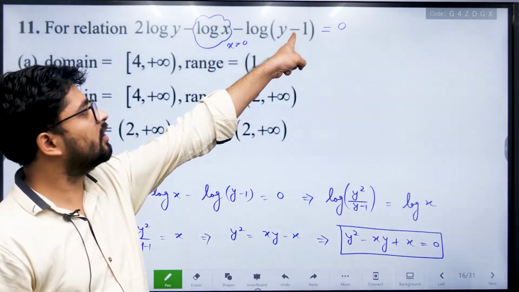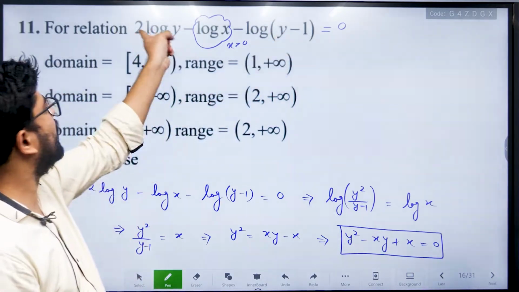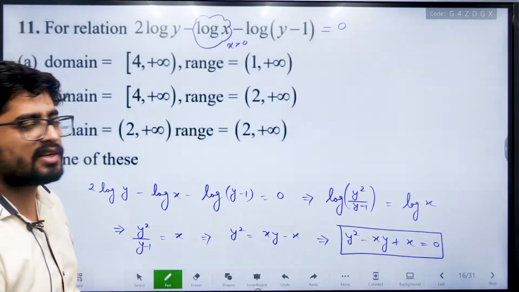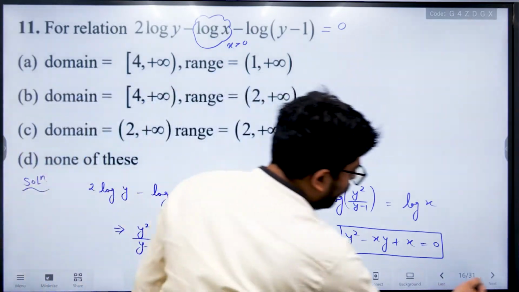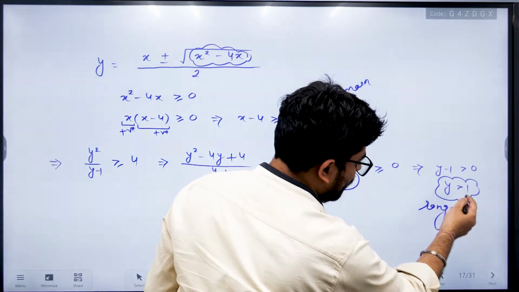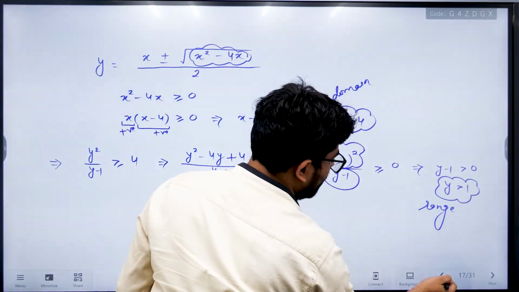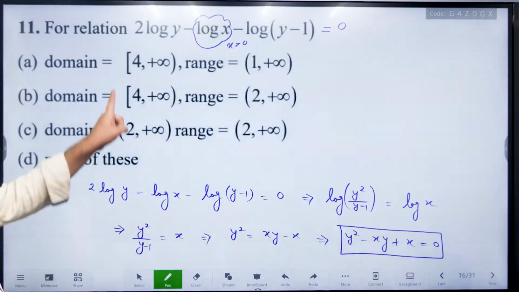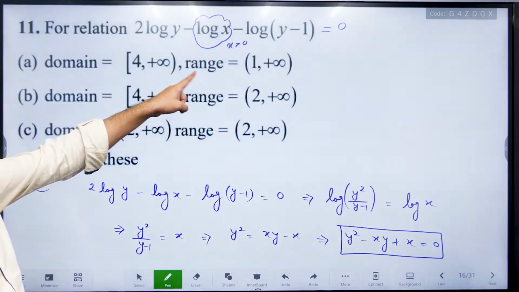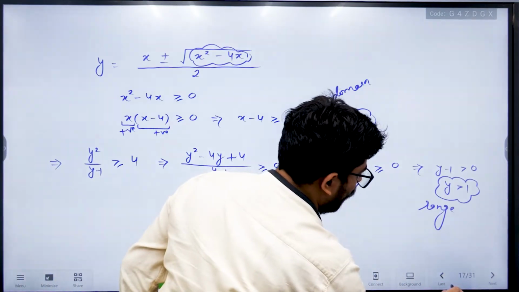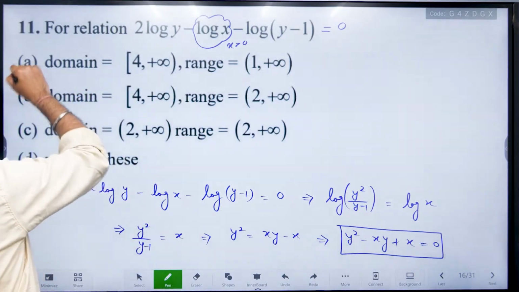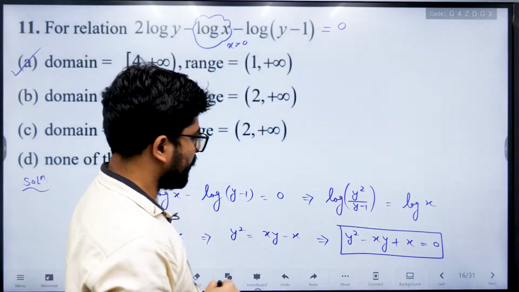From here we have y greater than 1 and y is greater than 0. So the intersection of these is 1 to infinity, with 1 open, that is, y strictly greater than 1. So you can say domain is 4 to infinity closed, and range is 1 to infinity with 1 open. So the correct answer is A. This is your answer. Got it?